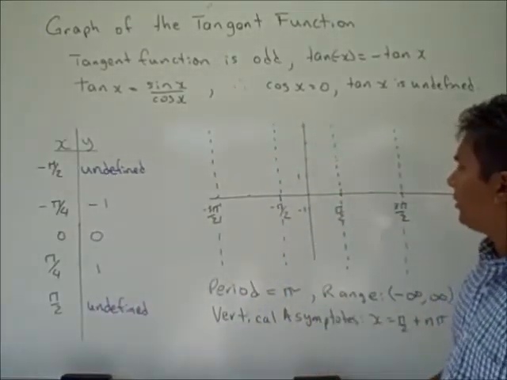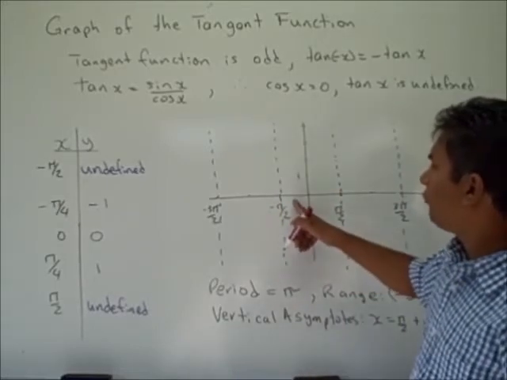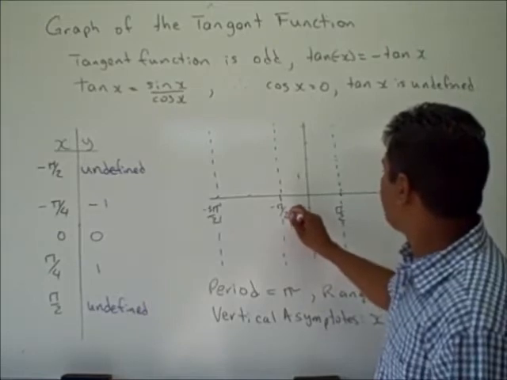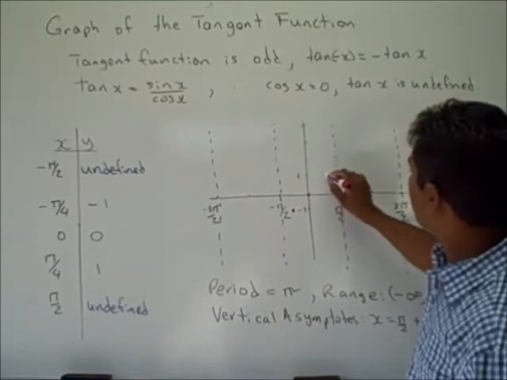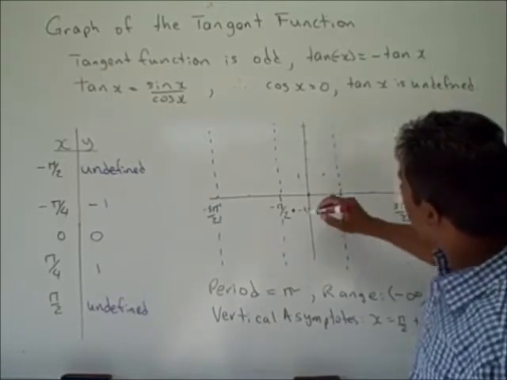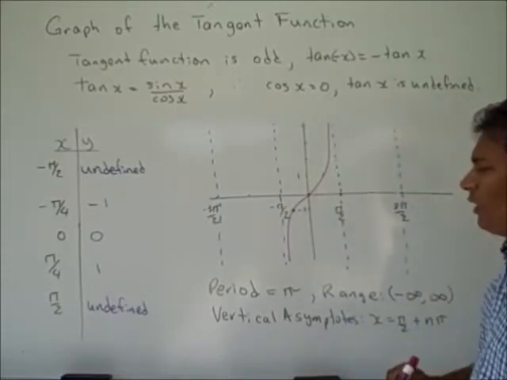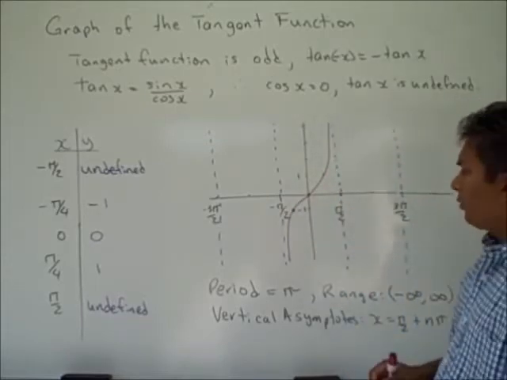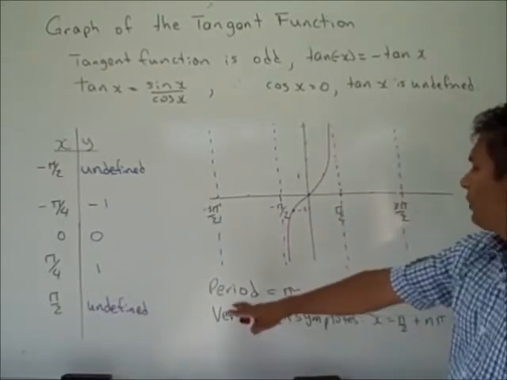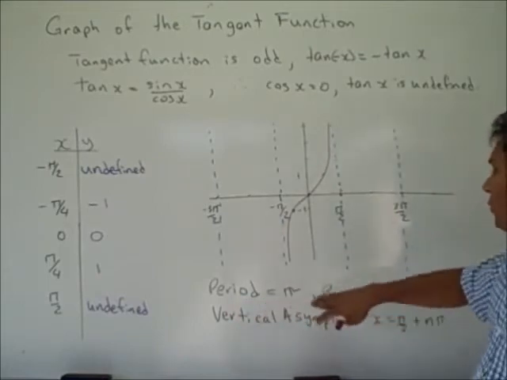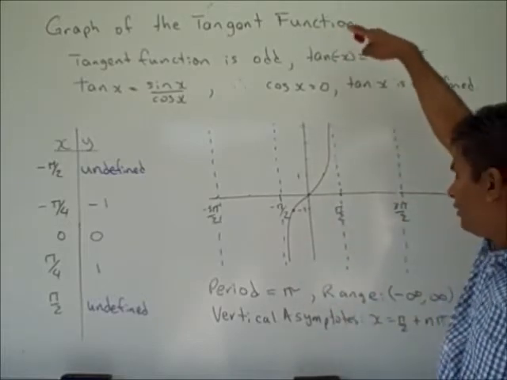If we plot these points, negative pi over 2 is undefined, negative pi over 4 would be equal to negative 1, when it's 0, it's 0, when it's pi over 4, it's going to be equal to 1, and we know our graph moves towards our vertical asymptotes, so our tan graph will then look like this. So from here to here, negative pi over 2 to pi over 2, is a complete period of our tan graph, so our period would be pi. The range for a tangent function then would be from negative infinity to positive infinity.